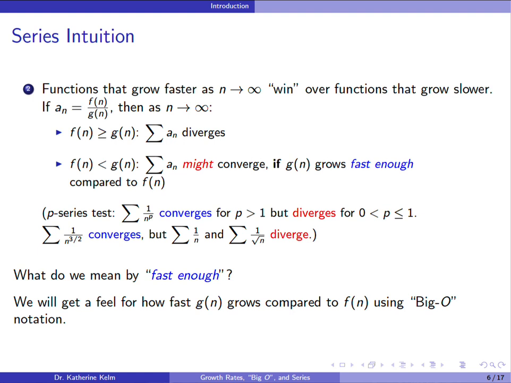So what do we mean by fast enough? Let's get a feel for how fast g of n grows compared to f of n. We're going to use big O notation, and if you've studied computer science, you may be familiar with this. But we're going to use it to try to compare the growth rates of f of n versus g of n, so we can decide whether g of n is growing fast enough compared to f of n in order for the series f of n over g of n to converge.